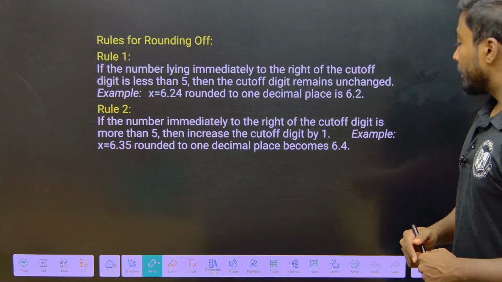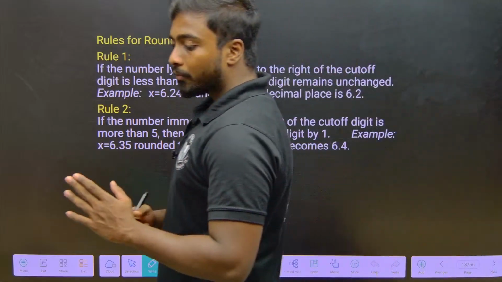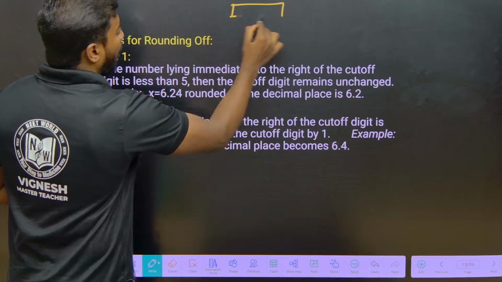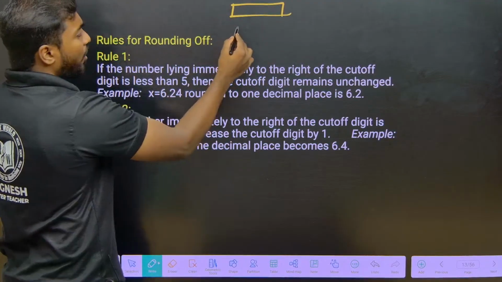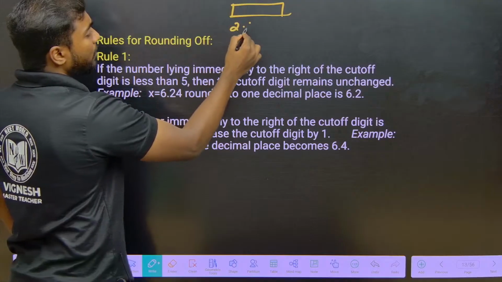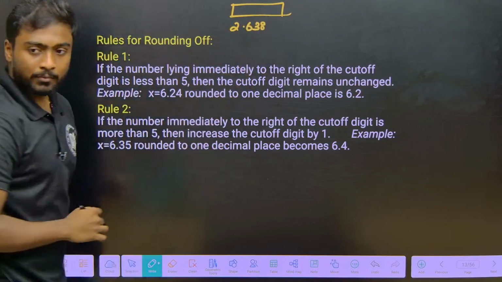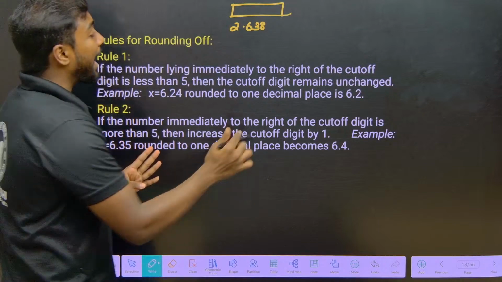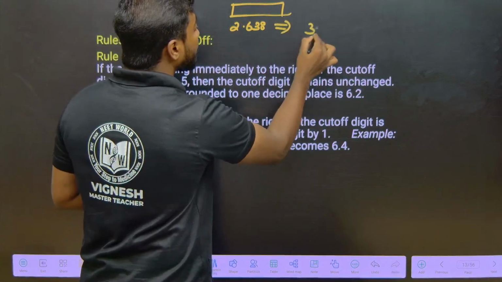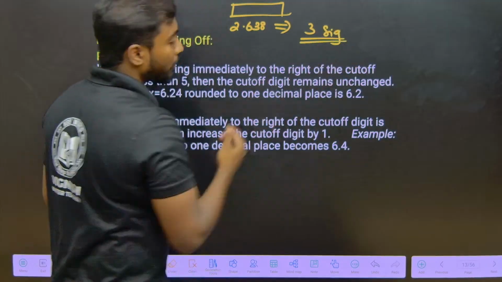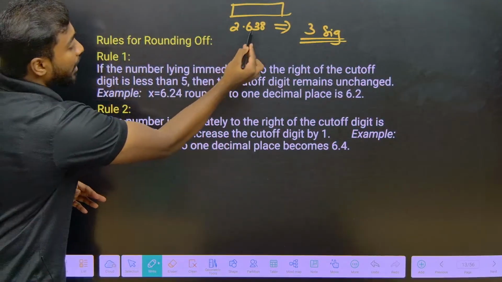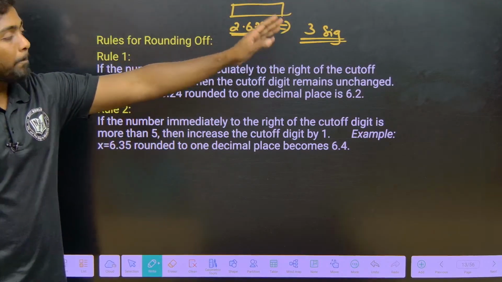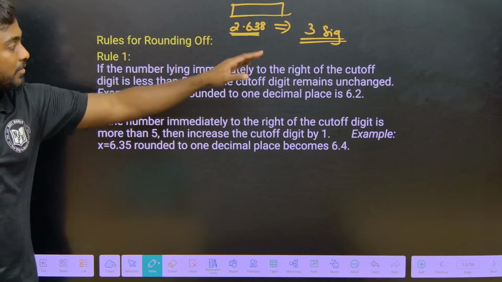Now the rounding off. Rounding off in the sense, if I consider an object, and I got the measurement as 2.638. How many significant figures are there? 4 significant. They are asking me to write it in 3 significant figures. That means I need to consider only the starting 3. The ending one should not be considered, but there are some rules to consider that also.